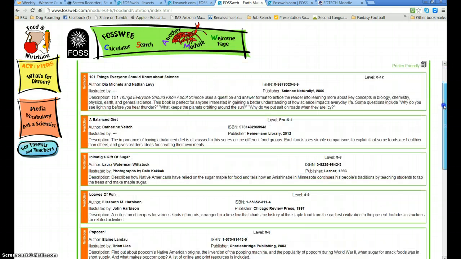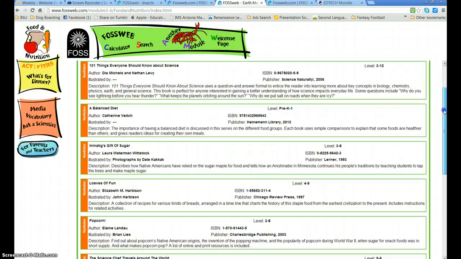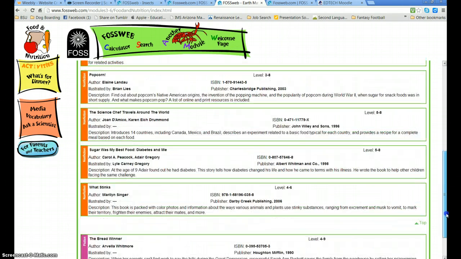So this would actually be a really good resource for me as a librarian to use to research these books and find out if they're appropriate for our curriculum and if indeed they should be included in our library collection. So I really like this module.